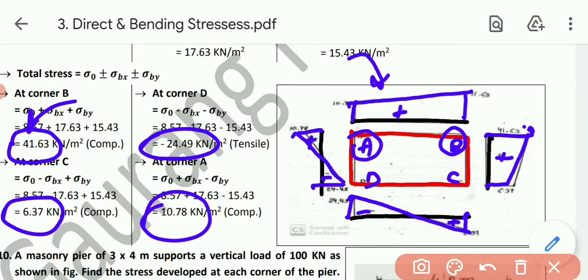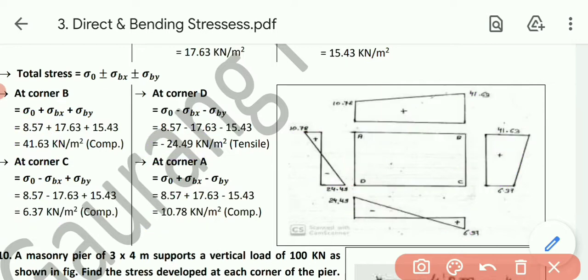Clear? So this is our diagram. Always draw the diagram on this concept only. If you need the sign convention, then just let me draw. I am just drawing the sign convention rule.